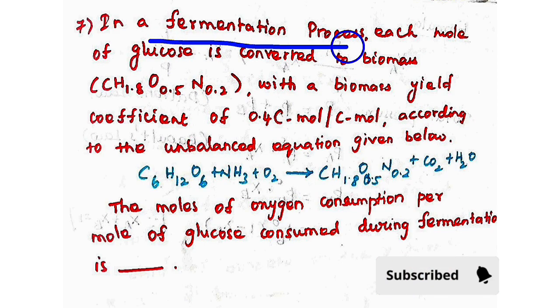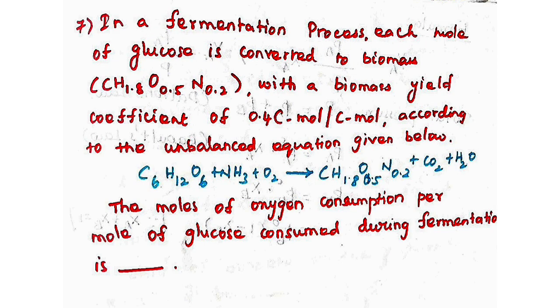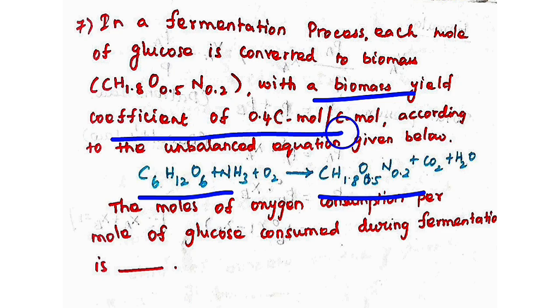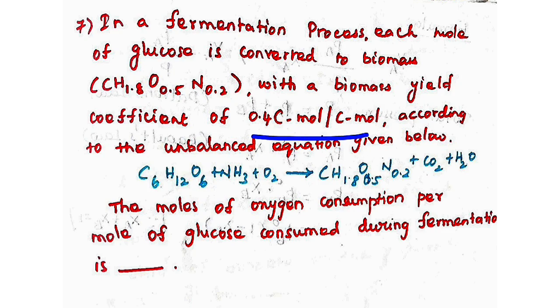In a fermentation process, each mole of glucose is converted to biomass with a biomass yield coefficient of 0.4 C mole divided by C mole. So C mole means carbon mole. Here they have given 1 carbon mole substrate. If you have 1 carbon mole substrate, then it produces 0.4 carbon mole biomass. So the biomass yield coefficient is 0.4 carbon mole per carbon mole according to the unbalanced equation given below.